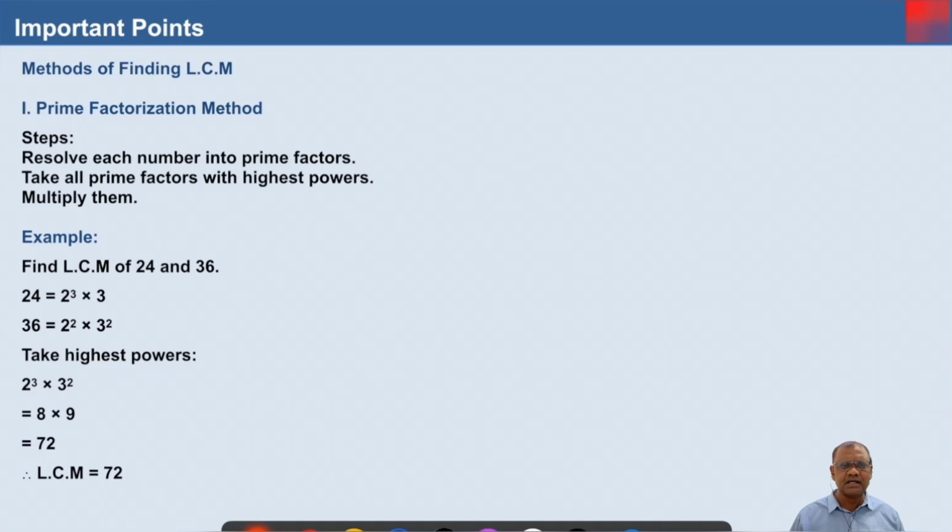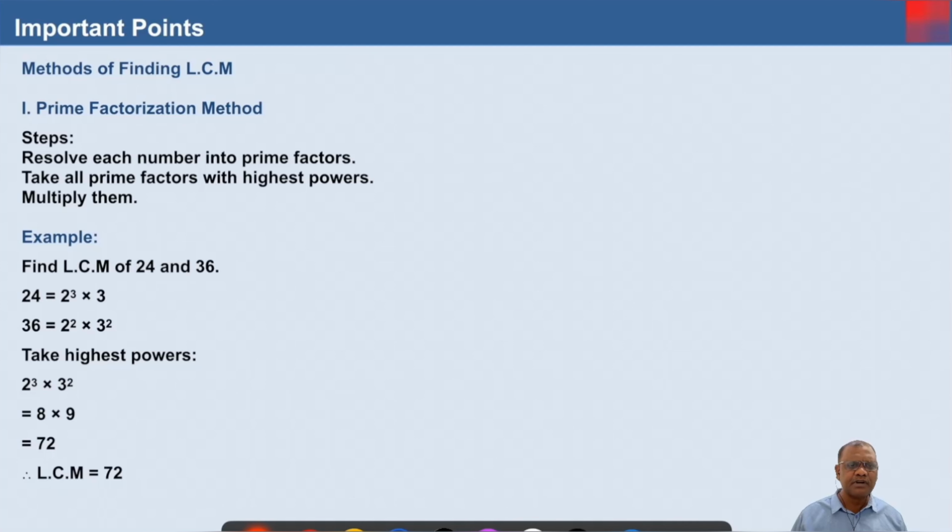So, let us see an example, LCM of 24 and 36. So, 24, what are the prime factors? 8 into 3. So, 8 is 2 cube into 3. 36 is 4 nines. 4 is 2 square, 9 is 3 square. So, these are the prime factorizations. So, here for 2 and 3, we should take the highest powers.